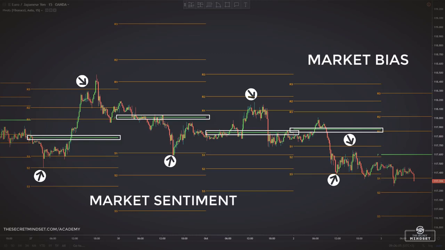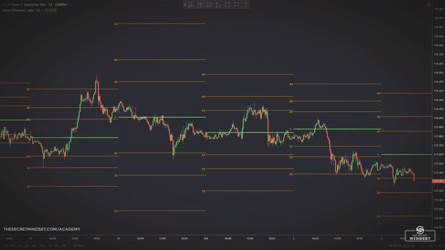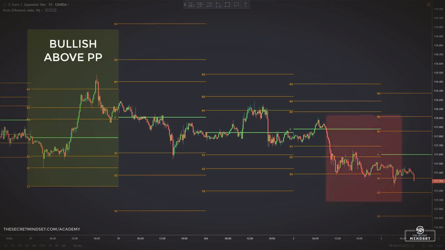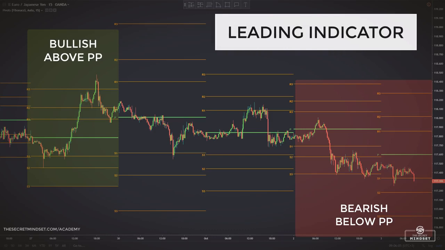A pivot point is calculated as an average of significant prices, high, low, and close, from the performance of a market in the prior trading period. If the market in the following period trades above the pivot point, it is usually evaluated as a bullish sentiment, whereas trading below the pivot point is seen as bearish. Pivot points are considered leading indicators as they have predictive qualities.